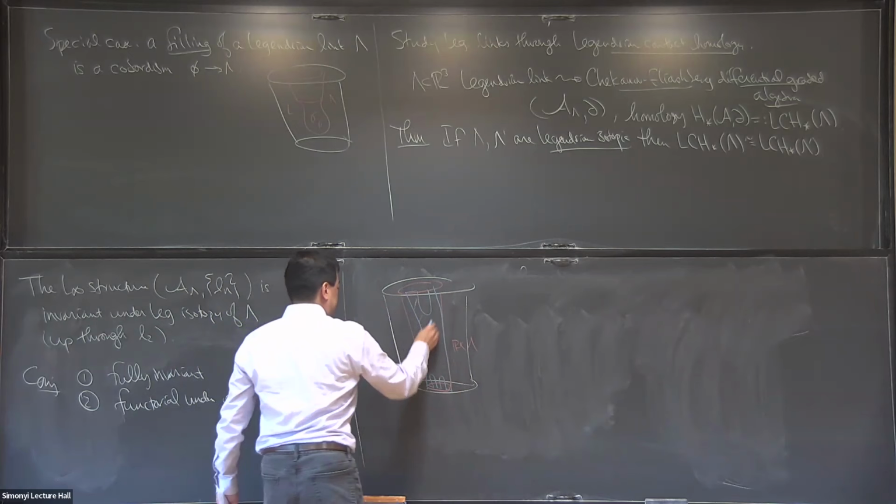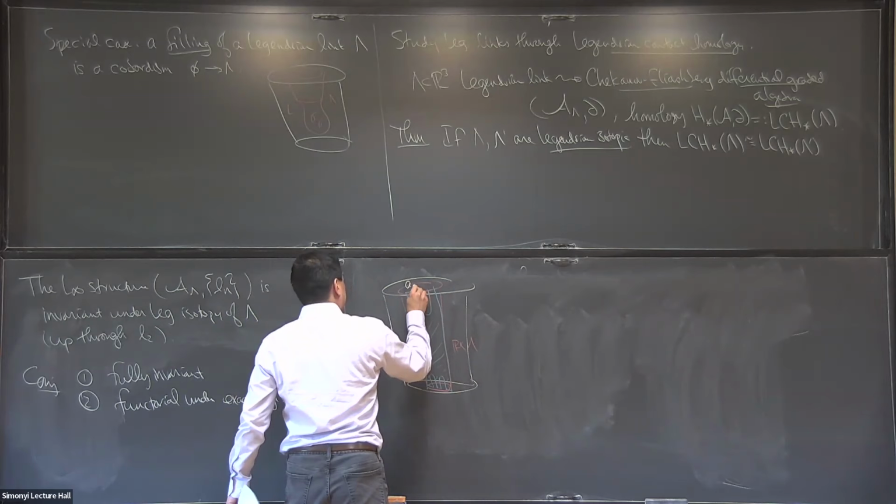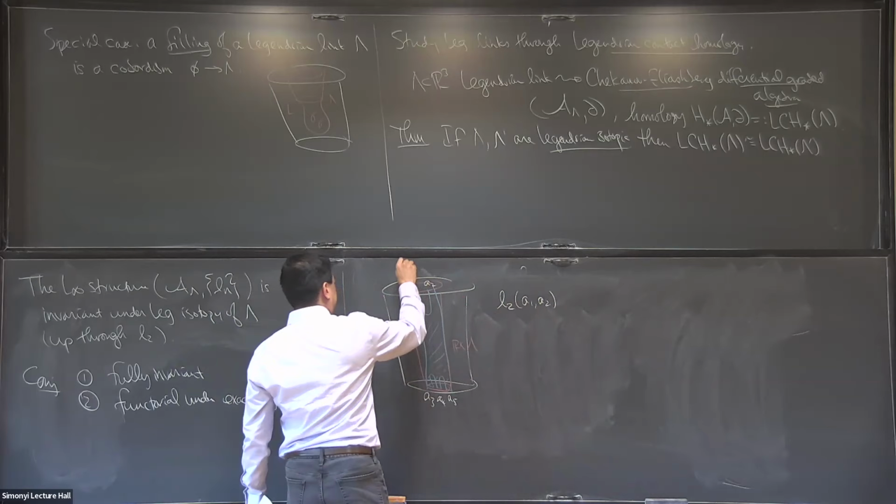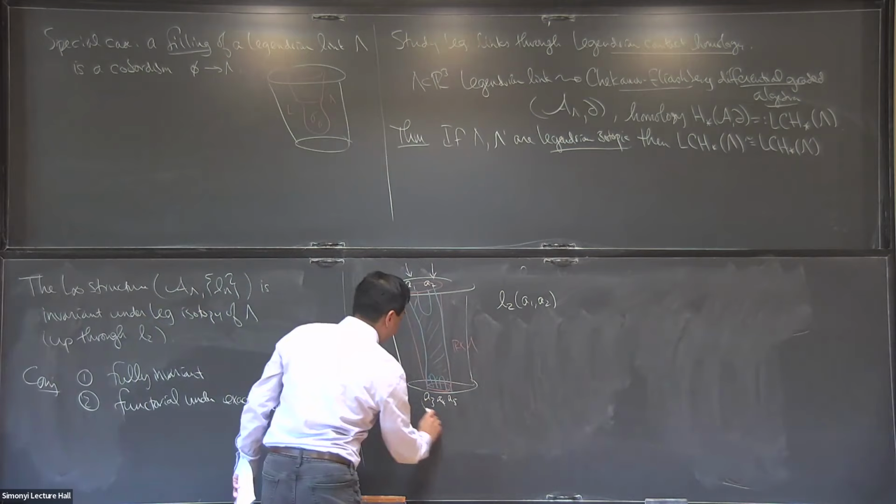let me call this A1, A2, A3, A4, A5. Then this would contribute a term to L2 of A1, A2. So just think the inputs for L2 are two things up at the top, and then the output is just the words down at the bottom. So this is going to be A3, A4.